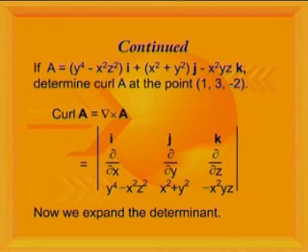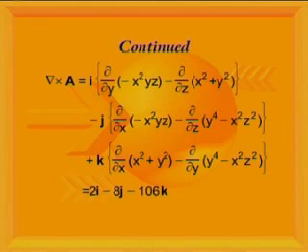And we expand this determinant, and we get the ith component is partial derivative of -x^2 yz with respect to y minus partial derivative of x^2 + y^2 with respect to z, and the jth component with negative sign, that is partial derivative of -x^2 yz with respect to x minus partial derivative of y^4 - x^2 z^2 with respect to z, and the kth component is partial derivative of x^2 + y^2 with respect to x minus partial derivative of y^4 - x^2 z^2 with respect to y.